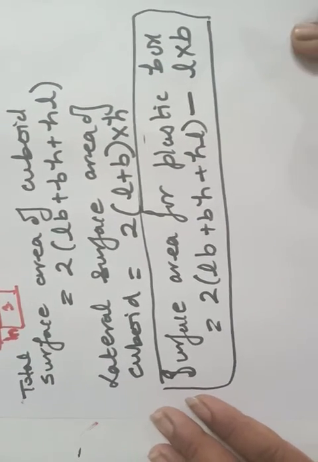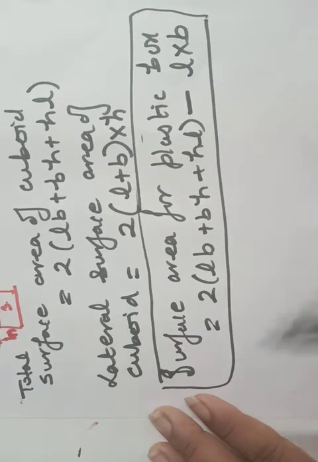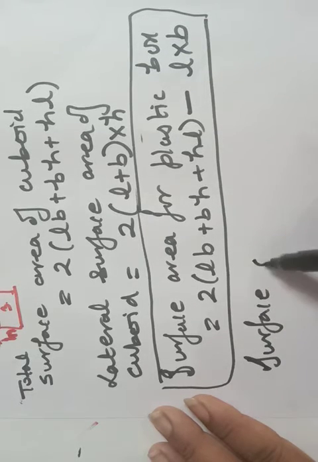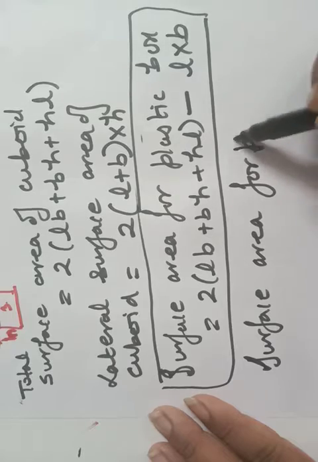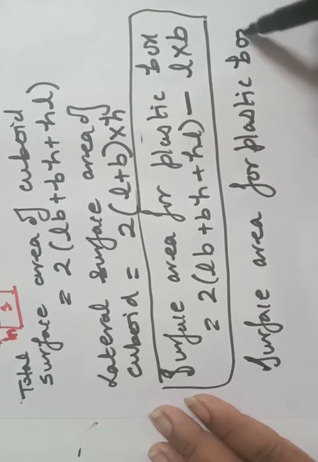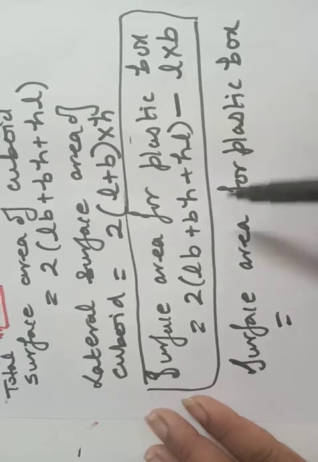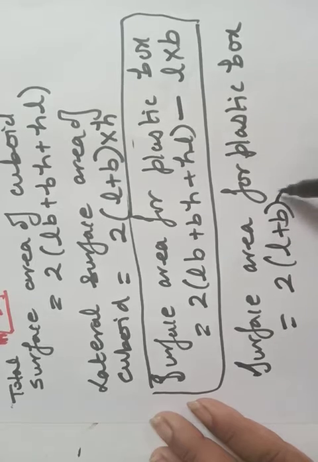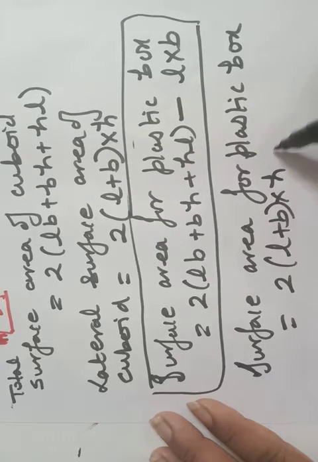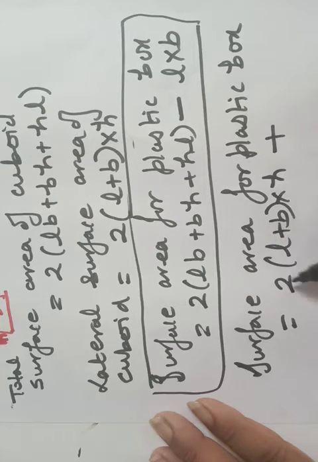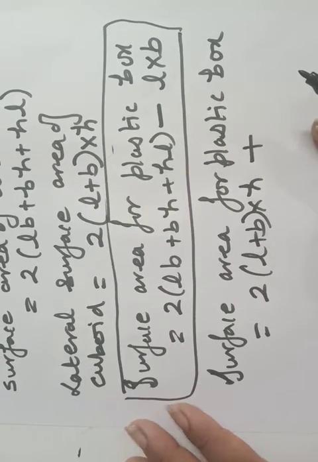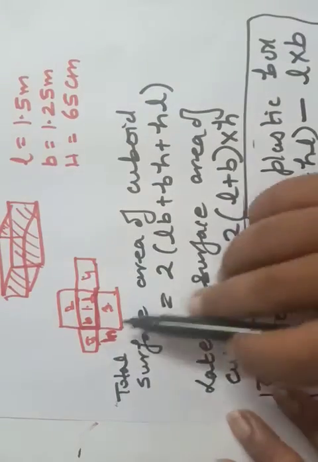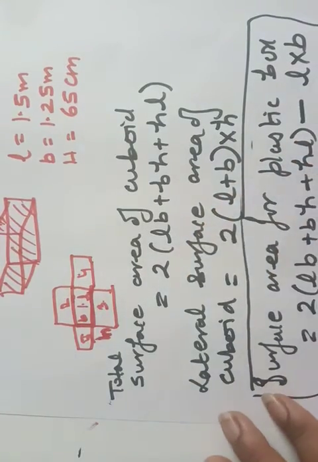Now, by using the lateral surface area, again I am talking about the surface area for the plastic box, I am going to use the lateral surface area, twice of L plus B into height, plus. Because the lateral surface area covers only the 4 surfaces, we want to find one more surface, that is the bottom one. This bottom one is again L into B, again a rectangle.